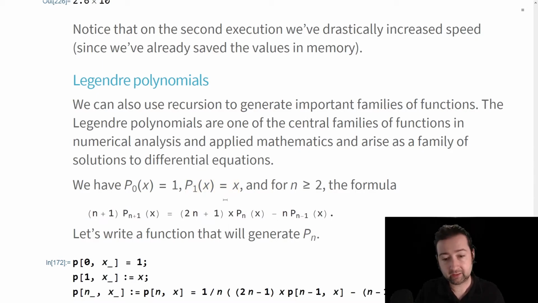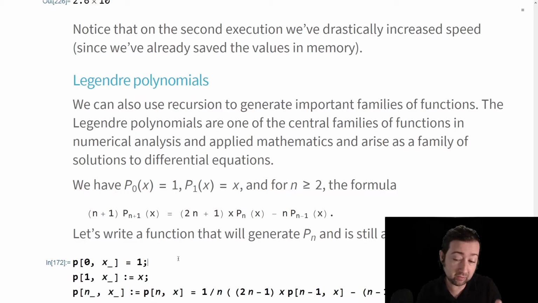Okay. Now, we want to write a function that generates P_n, but not just that. We want it to generate P_n as a function of x. That is, we want to be able to work with it as a function. We want to be able to plot it, to do numerics to it. We might want to integrate it. We might have to multiply it by other functions. So I need to make sure that it remains a function of x. And the trick that you use to do that is when you set up your definition of your recursive function, you actually explicitly make the things that you're building functions of x.